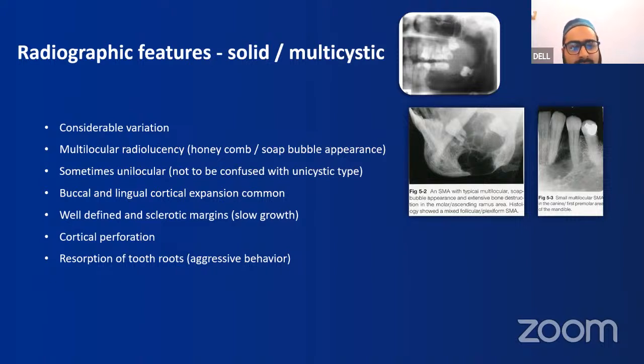And buccal lingual cortical expansion, as we were discussing, is very common, but the perforation occurs in later stages, and it has a well-defined sclerotic margin, as we can see in these radiographs, and that also points towards the slow growth of the tumor. And occasionally there is resorption of the roots as well, as we can see.